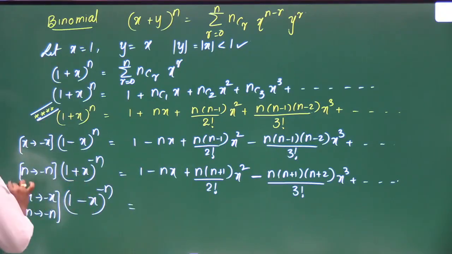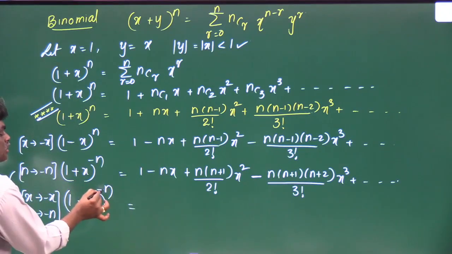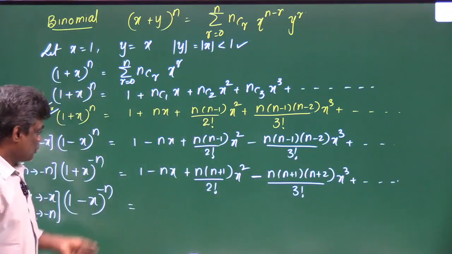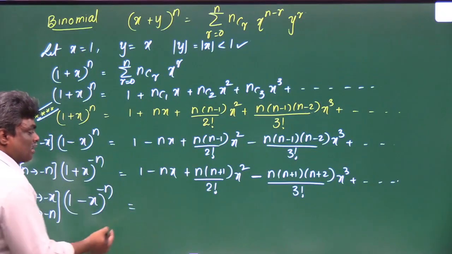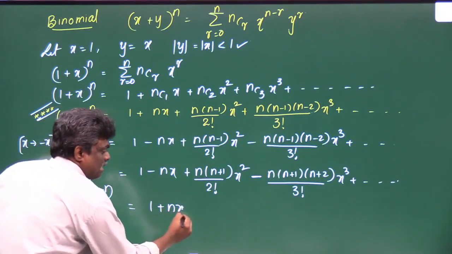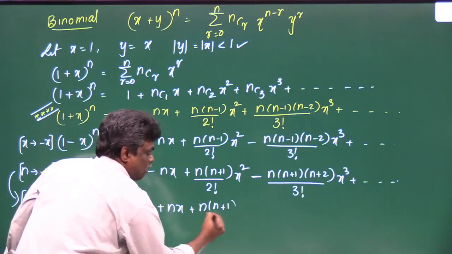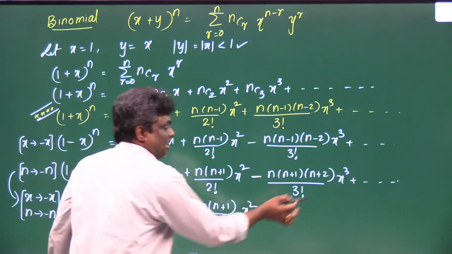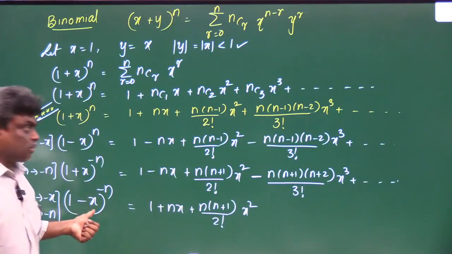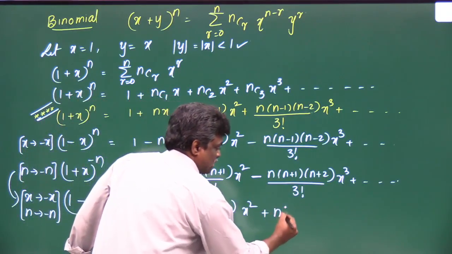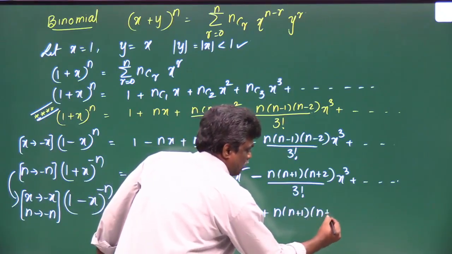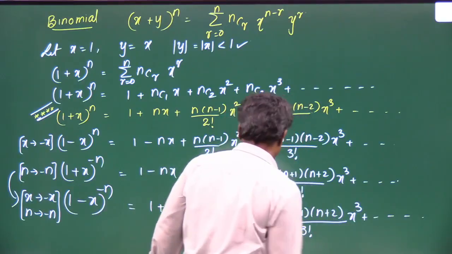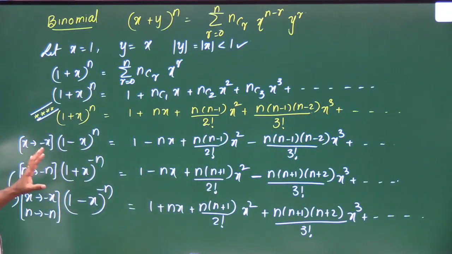Yeah, better to take this. We want (1 minus x) whole power minus n. Already (1 plus x) whole power minus n you have written, so take that expansion and substitute x equal to minus x. Write down 1 plus nx plus n into n plus 1 by 2 factorial x square. No need to change n, only x. And here x cube is minus x whole cube, so that is minus plus n into n plus 1 into n plus 2 by 3 factorial x cube, and so on. So like this we can remember.